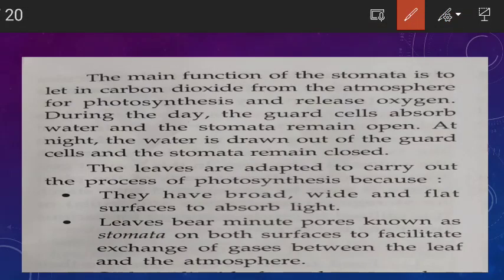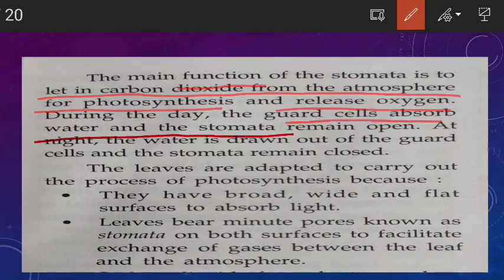we have studied about the occurrence, where it is found. Now we will study about what? The function. So what is the function of the stomata? To let in carbon dioxide from the atmosphere, for which process? Photosynthesis, and release oxygen. During the daytime, what happens? Means how it works, how it does the function. So during the daytime, the guard cells absorb water and stomata remain open, and at night the water is drawn out of the guard cells and stomata remain closed. Clear? So like this, guard cells help in opening and closing of the stomata.